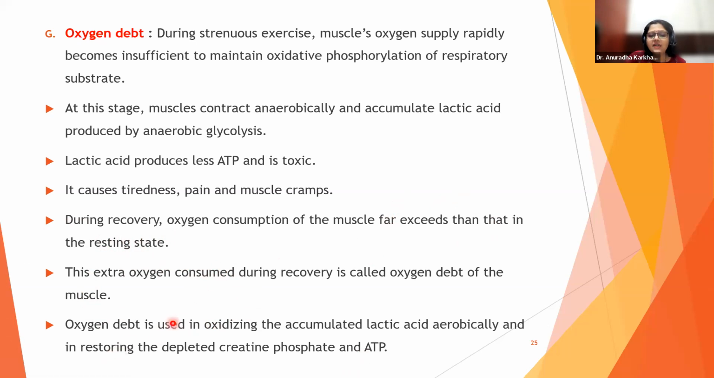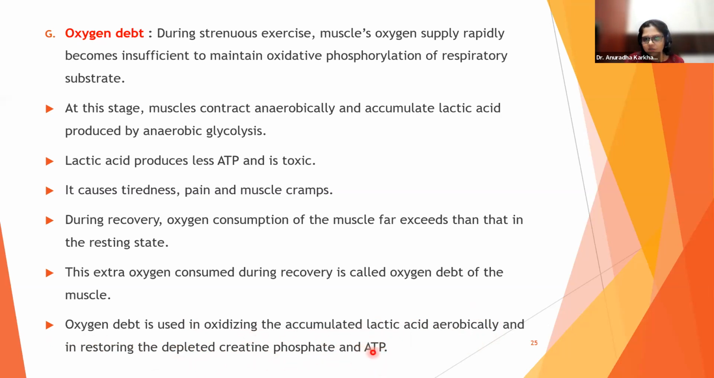See, oxygen debt is used in oxidizing the accumulated lactic acid aerobically and in restoring the depleted creatine phosphate and ATP. So this oxygen is going to have two actions. First, it will oxidize the lactic acid aerobically to form glycogen. So now this oxygen is going to be used to make glycogen. And second, restoring the depleted creatine phosphate with ATP.